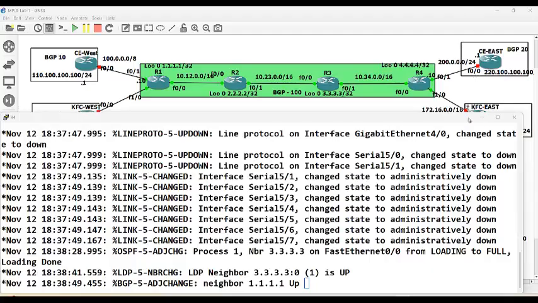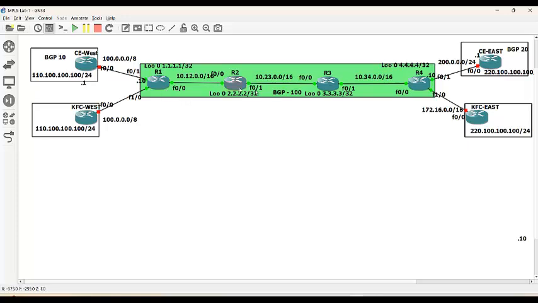We run the IGP protocol on all these 4 routers, including that loopback interface. Very important. If you fail to run OSPF on the loopback interface, the OSPF neighbor will come, but the MPLS neighbor won't come.